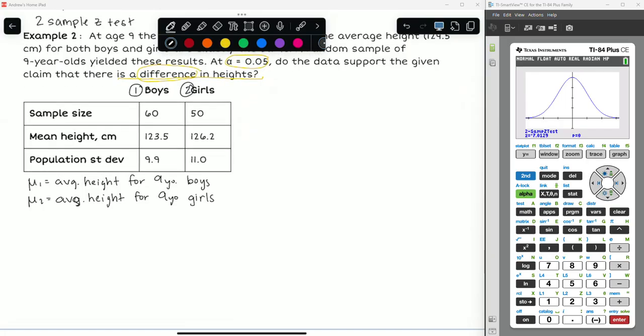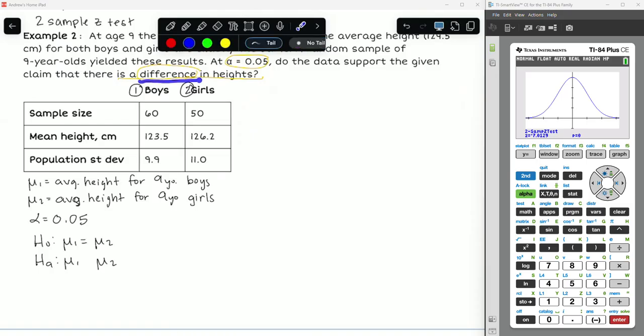I'm going to go ahead and write down my alpha since I was given that in the word problem. All of my other information is in this data table here, so I don't need to copy it. I'm going to write my hypotheses. Mean 1, mean 2, mean 1, mean 2. I know my null is a statement of equality. My alternative, I am testing a claim for a difference. So not equal to.